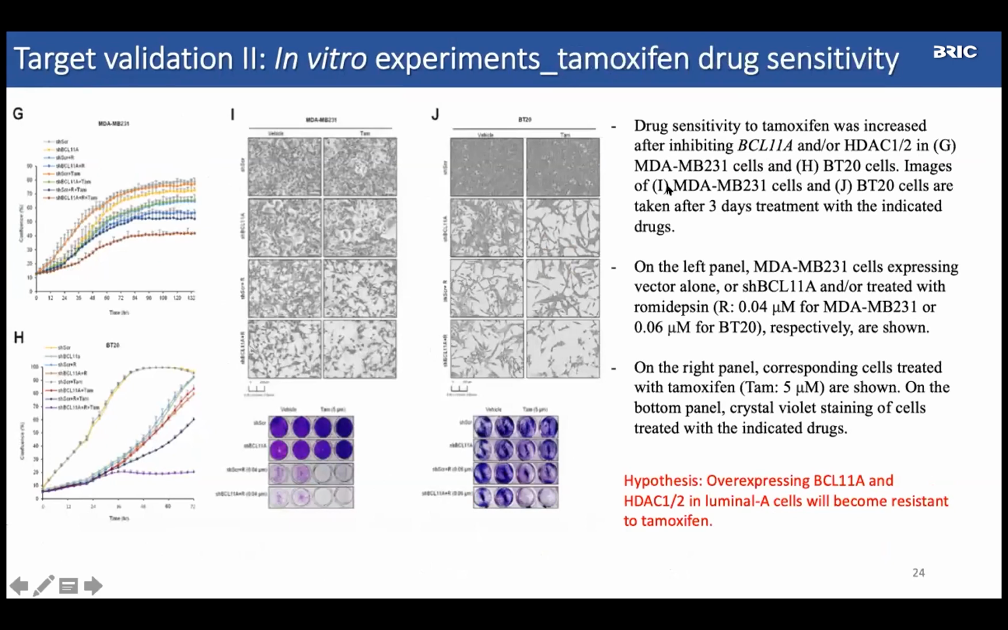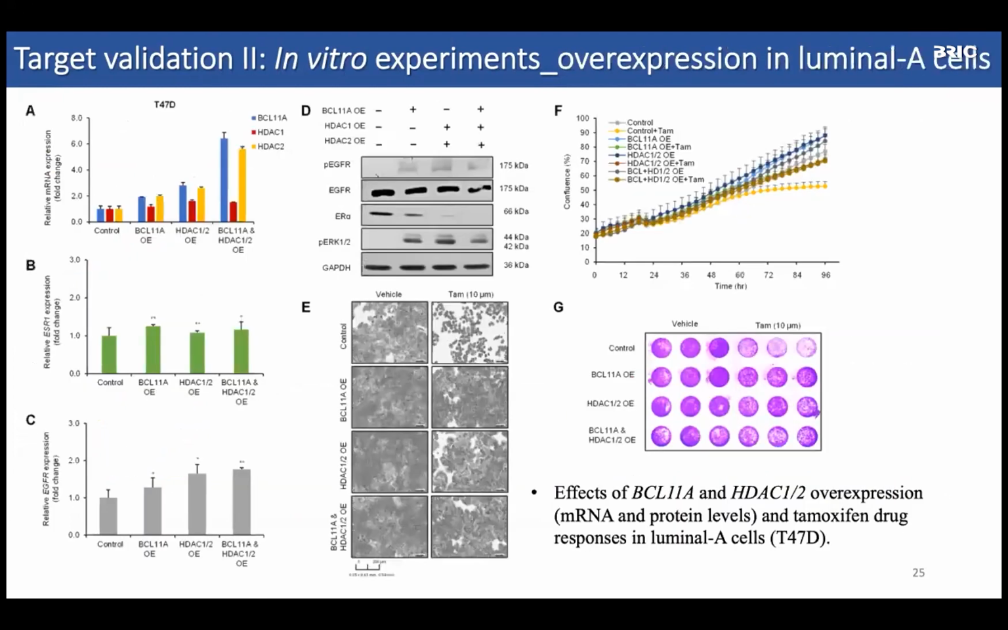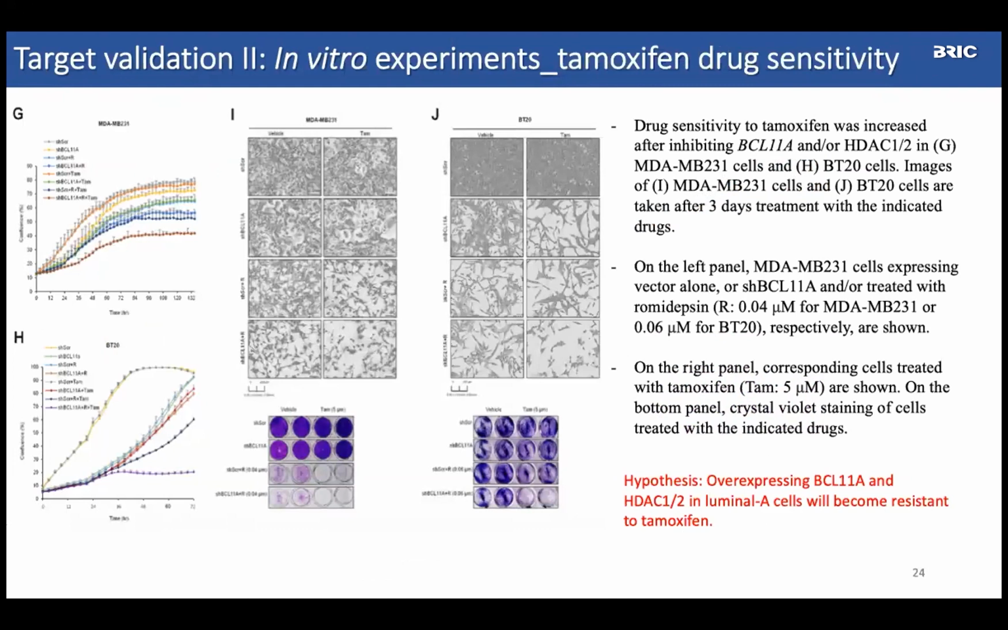And we also measure the drug sensitivity of those cells after inhibiting both HDAC1 and 2 and BCL11A. And after the inhibition, you can see that the cells became more sensitive to tamoxifen, here and here, in both cell lines. And morphologically, you can see that the cells became more sensitive to tamoxifen after inhibiting both BCL11A and HDAC1 and 2. So from this, we can hypothesize that overexpression of these genes in luminal A will result in contrasting results, that luminal A cells would become more basal-like and become resistant to tamoxifen.